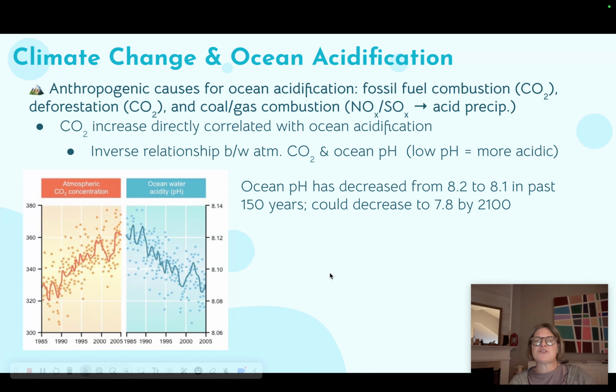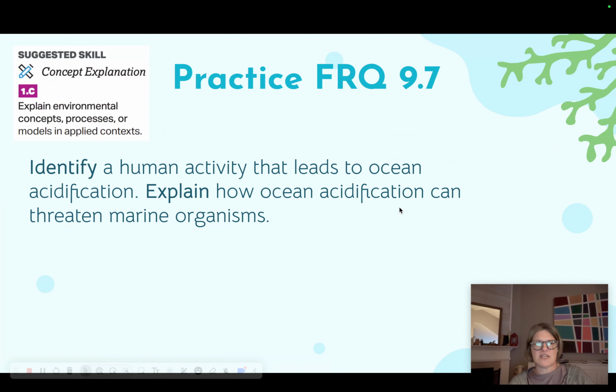And again, I've already mentioned that the pH has decreased in the past 150 years. It's estimated that by 2100, we could see a pH of around 7.8. And don't forget that while it just seems like a small increment on the pH scale, I think it's important to note here that the pH scale is actually a logarithmic scale. So it's exponentially different when we're talking about those numbers. So going just from 8.2 to 8.1 is a 30% decrease, not just a 0.1 difference. That 0.1 difference is a significant decrease.